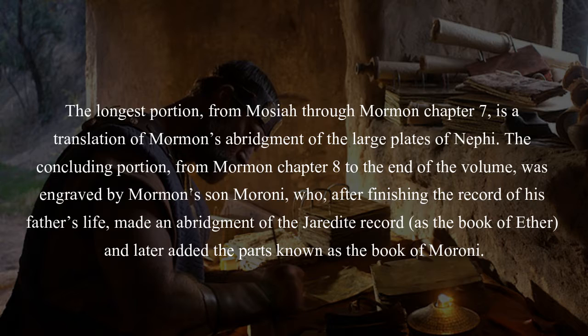The longest portion, from Mosiah through Mormon chapter 7, is a translation of Mormon's abridgments of large plates of Nephi. The concluding portion, from Mormon chapter 8 to the end of the volume, was engraved by Mormon's son Moroni, who, after finishing the record of his father's life, made an abridgment of the Jaredite record, as the Book of Ether, and later added the parts known as the Book of Moroni.